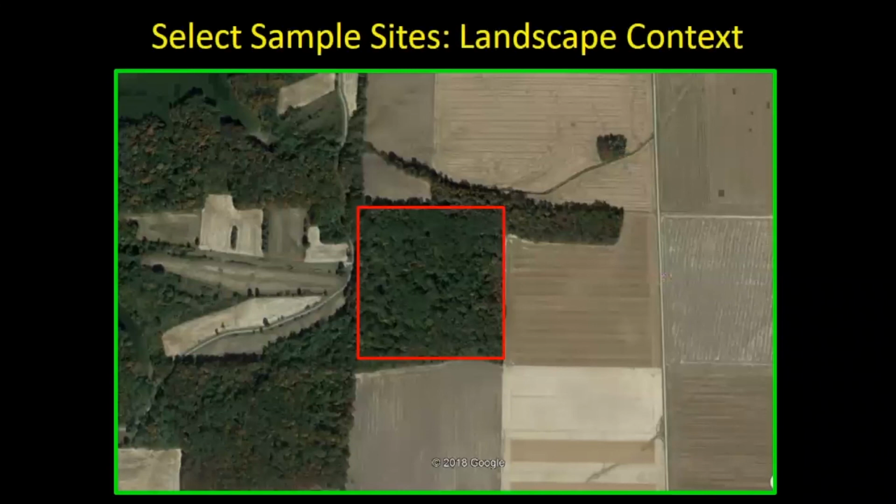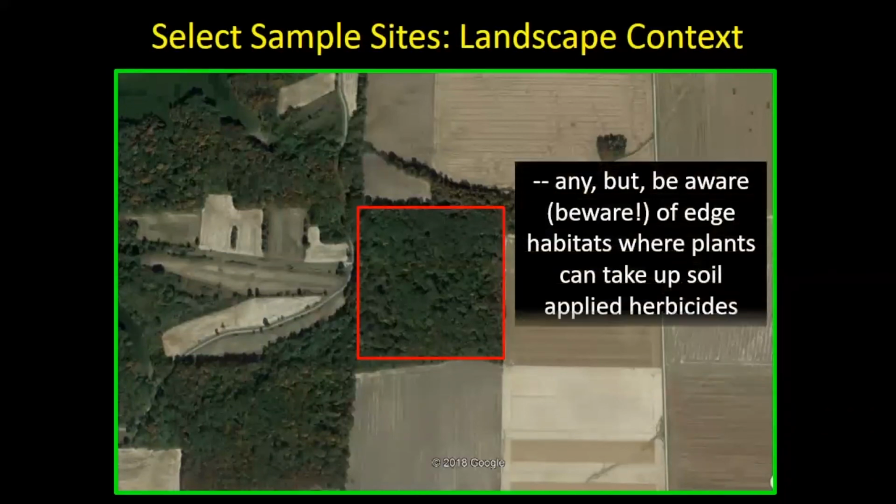Now, this is the situation I wanted to talk to you about that is a little tricky that we need to think about for a moment. And that is landscape context. Now, there's no limitation on the landscape context in which we can monitor, but there's a big but here, and that's be aware or perhaps beware of edge habitats where plants can take up soil-applied herbicides.